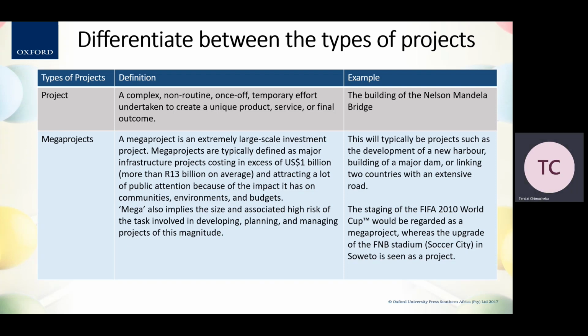But we also have what are known as mega projects, which are extremely large-scale investment projects. Normally, they are defined by major infrastructure projects that cost above 1 billion rand, and those which attract public attention. An example of a mega project is when South Africa hosted the 2010 FIFA World Cup. Someone was actually managing that particular project to ensure that everything goes as planned.